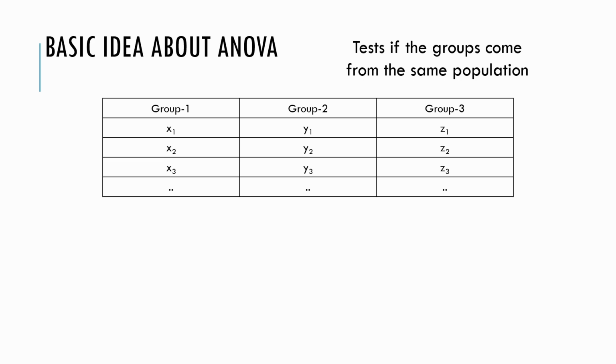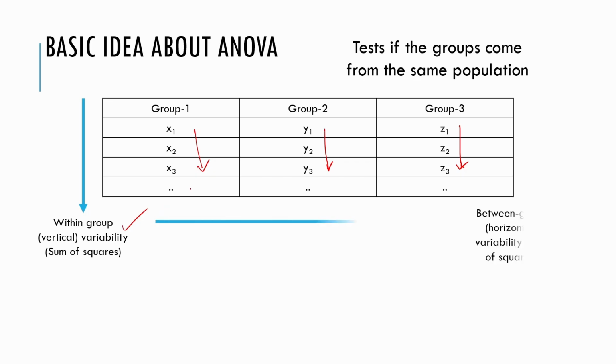In case of ANOVA, there are two types of variabilities that are discussed. The first one is the within group variability, that means the variability within a group. Suppose in group 1, the variability between x1, x2, x3. Then in group 2, the variability between y1, y2, y3, and then in group 3, z1, z2, z3. Once these variabilities are found and you add them, this gives us the within group variability.